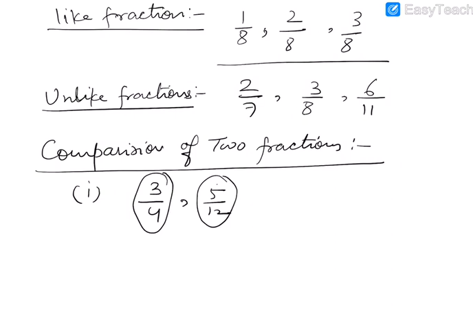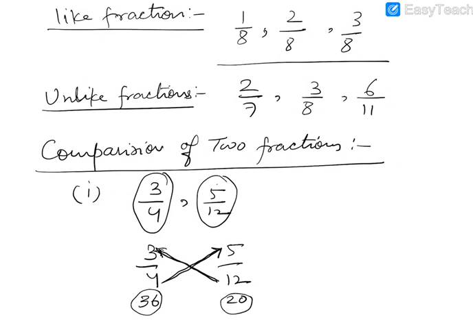The first method is the cross multiplication method. So 3 by 4 and 5 by 12. How to do cross multiplication? We put one arrow from downside to upside, and on this side also from downside to upside. Now we will multiply 12 into 3, and write here 12 3s are 36, and 4 5s are 20. Which one is greater, 36 or 20? You can see 36 is greater. So if 36 is greater, which fraction is greater? 3 by 4. So we can write 3 by 4 is greater than 5 by 12.